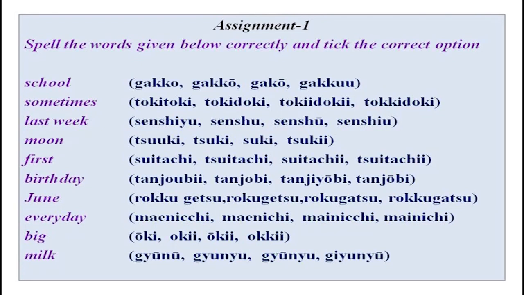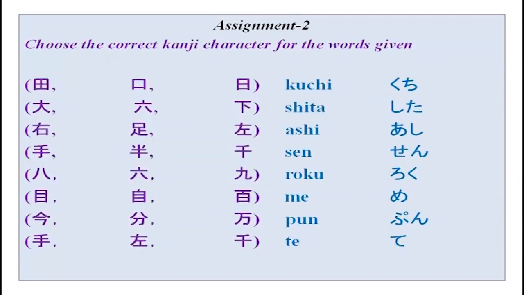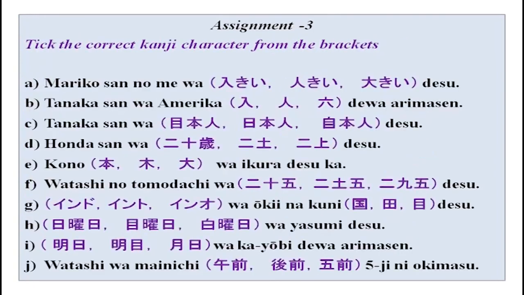Of course, now it's your part. You have to do all the assignments now. It's not very difficult. Some words are given, then the readings in Japanese are given. There is only one correct reading, you have to tick the correct reading. Then of course, as we did previously, kanji is given and you have to get the correct reading of the kanji character. Now, some sentences are given and you have to fit in the correct kanji which goes with the meaning of the sentence, which is the most appropriate kanji character.